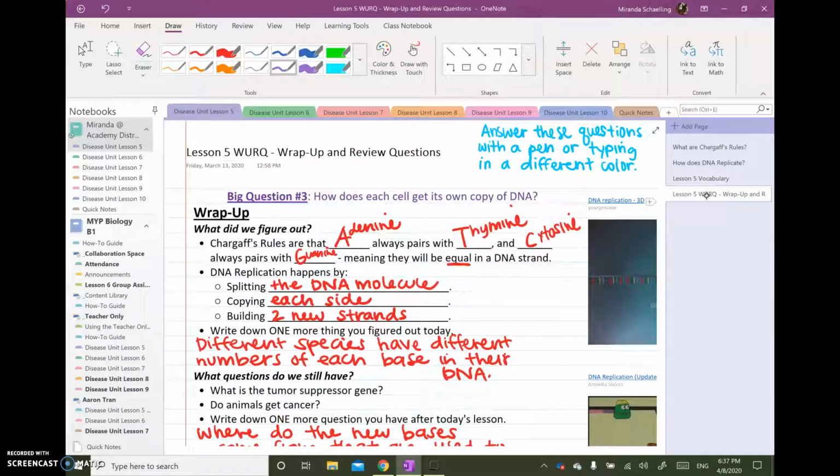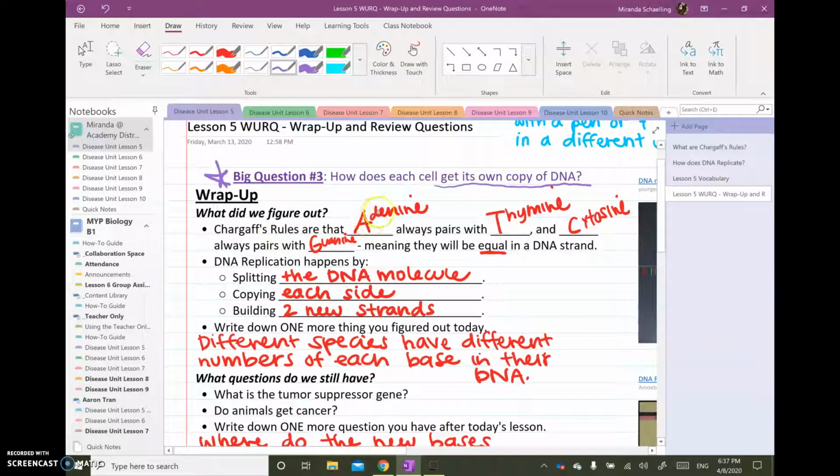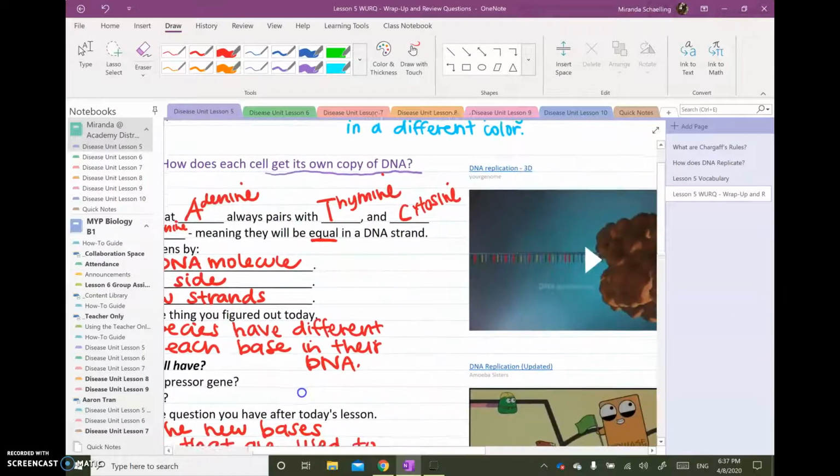And last, we've got our wrap-up questions. So we're on big question number 3. How does each cell get its own copy of DNA? So what did we figure out? Chargaff's rules are that adenine always pairs with thymine and cytosine always pairs with guanine, meaning that they will be equal in the DNA strand. Okay, DNA replication happens by splitting the DNA molecule, copying each side and building 2 new strands.